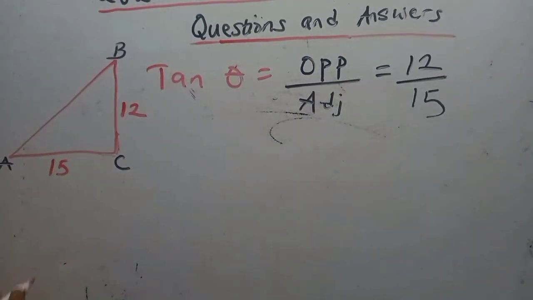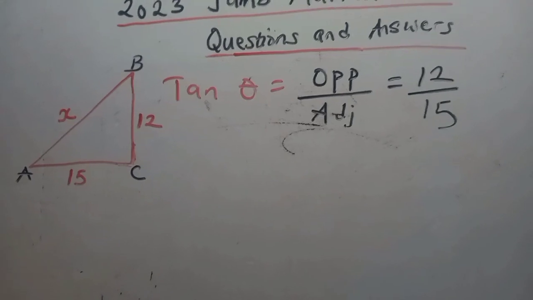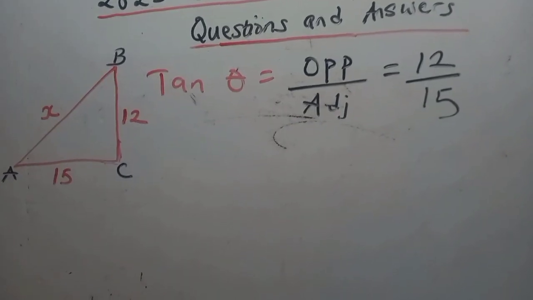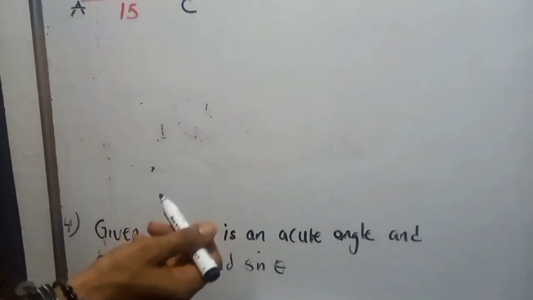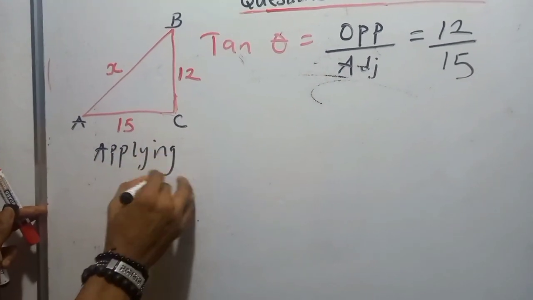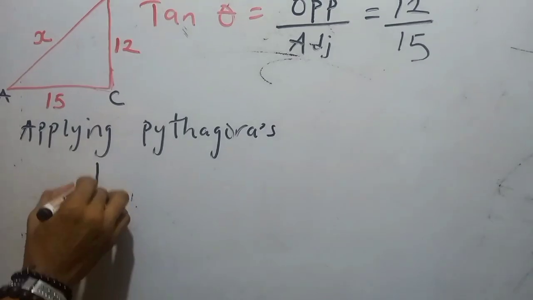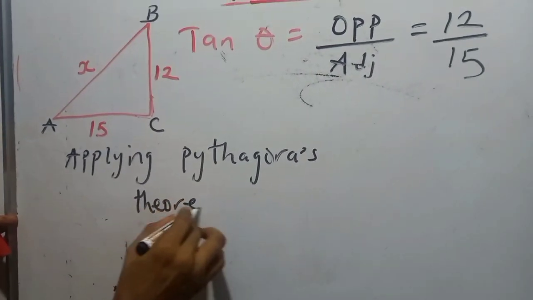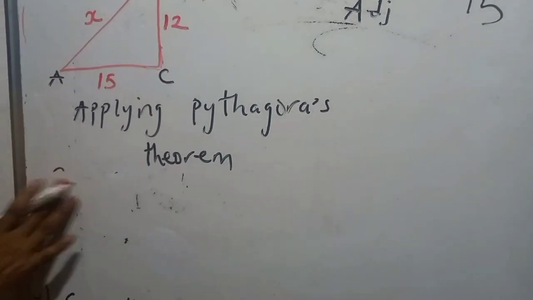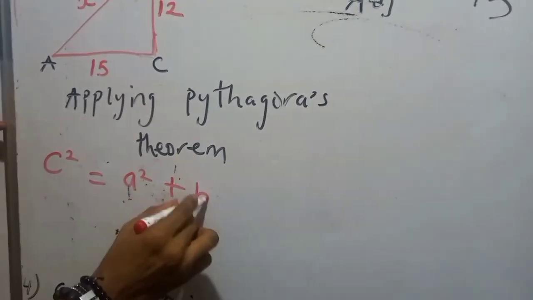So we are looking for the hypotenuse, which is X. We don't know it, it's unknown. So let's use the value of X to illustrate this instruction. Now we can solve it, applying Pythagoras theorem, just like what we did in the previous solving there. Which means C squared equals A squared plus B squared. Let me use the marker to illustrate the formula.